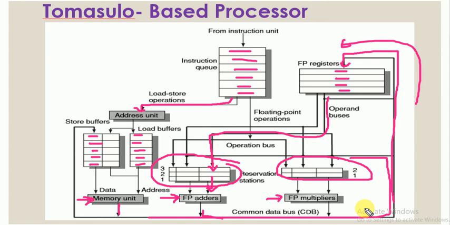So this is the procedure that happens with the Tomasulo based processor. Here two things are happening. First is the usage of the common data bus for passing the result from various units to the reservation stations and floating point register. And second, these reservation stations are used for storing the operands required for the various functional units, and this is actually used for the purpose called register renaming. We'll give further explanation on this diagram in the future slides.